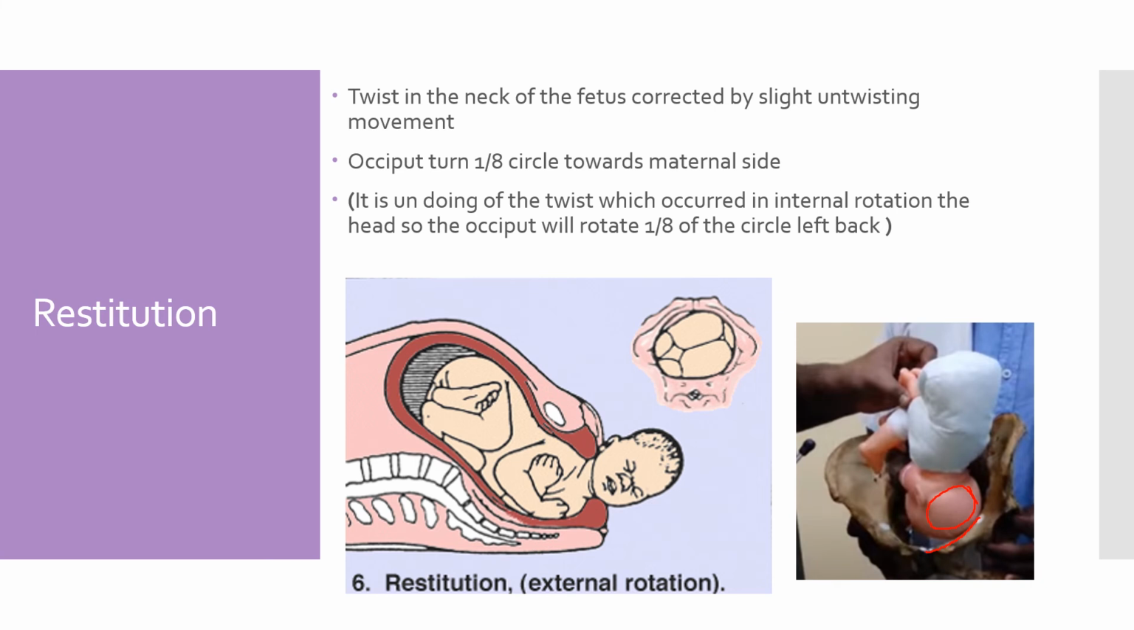So further, the head has gone through crowning, extension, then restitution. In restitution, the head has to be rotated like this. The face has to face the right thigh of the mother, and the occiput has to face the left thigh of the mother. That is what occurs in restitution. It is an undoing of the twist which occurred in the internal rotation of the head, so that the occiput rotates 1/8 of the circle in the left back.